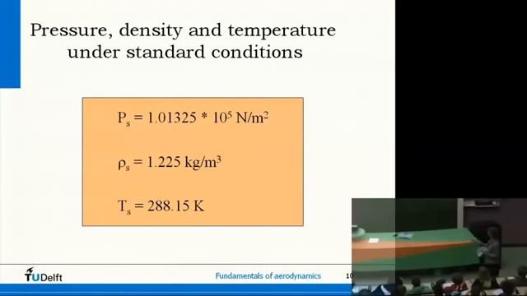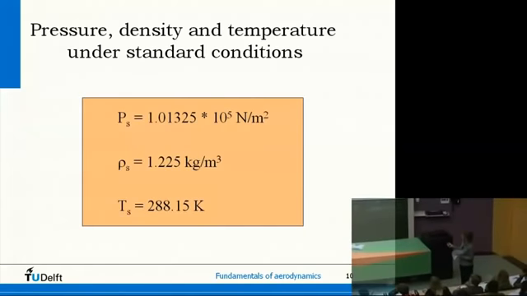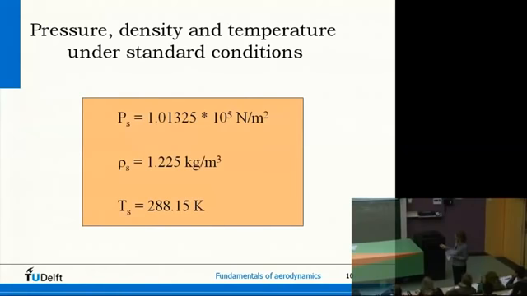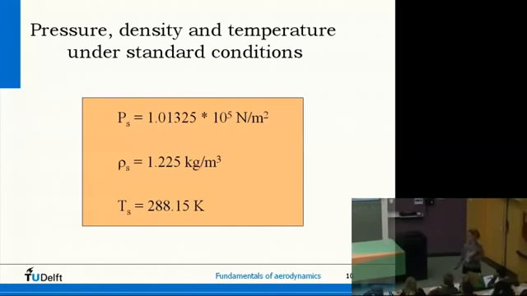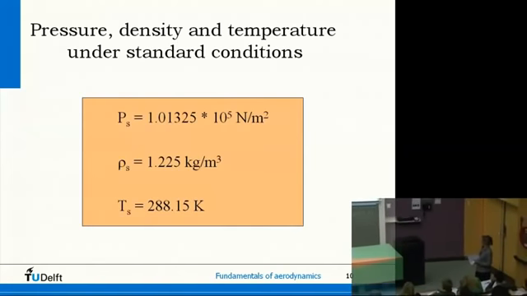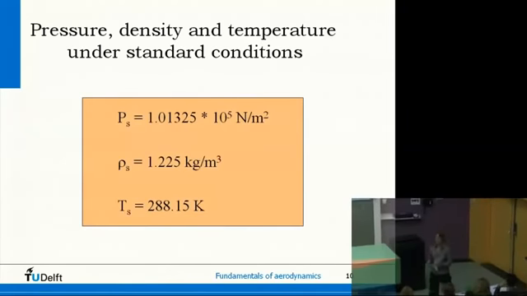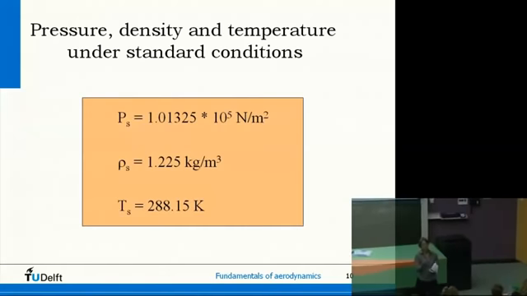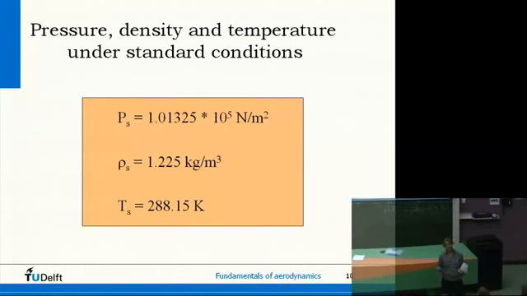And what are these? Well, P is 1.01 times 10 to the power 5, or if you want to be accurate, you take into account the 325. So 1 atmosphere actually. That's the pressure at standard sea level conditions. The density is 1.225 kilograms per meters to the third. And the temperature at standard sea level conditions is 15 degrees Celsius, which is equal to 288 Kelvin. So please also remember these. It's important for, of course, an aerospace engineer. Also, for the exam, we assume that you know these conditions. All the others you can, of course, derive using the standard atmospheric relations.